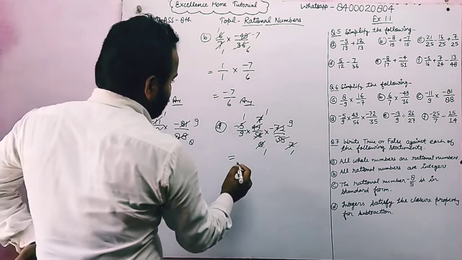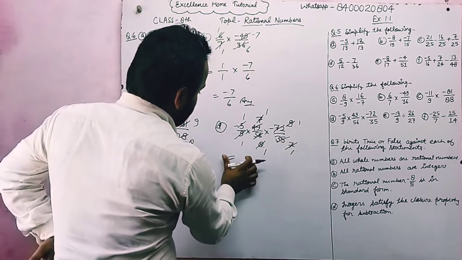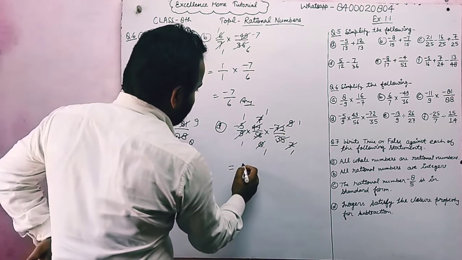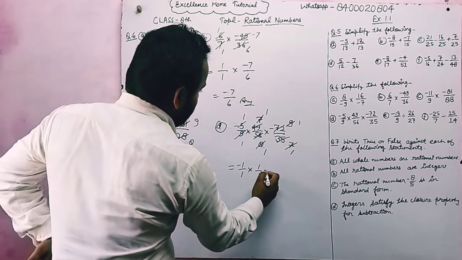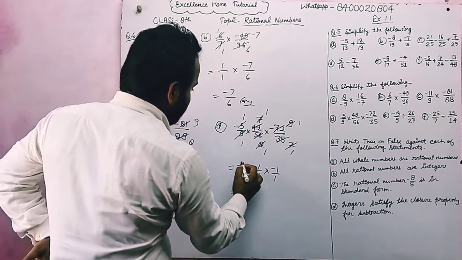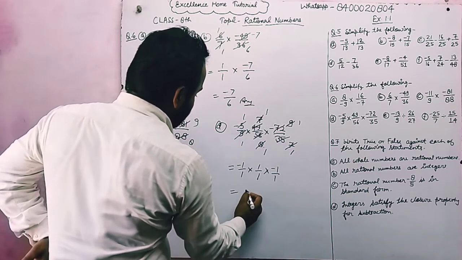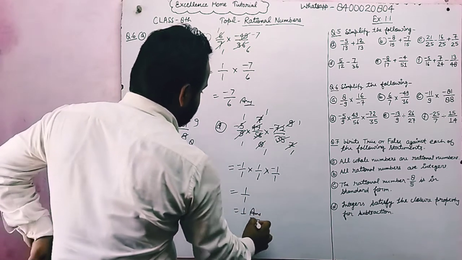So in this case, 9 times 1 is 9, 9 times 1 is 9. After cancelling out these numbers, minus 1 by 1, 1 by 1 and minus 1 by 1 remain. So after multiplying numerator to numerator, denominator to denominator, 1 by 1, that is 1, is the answer.